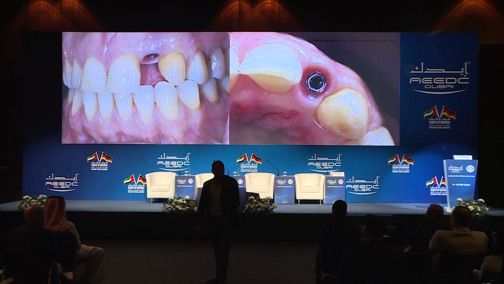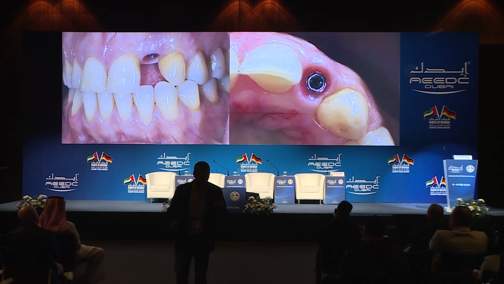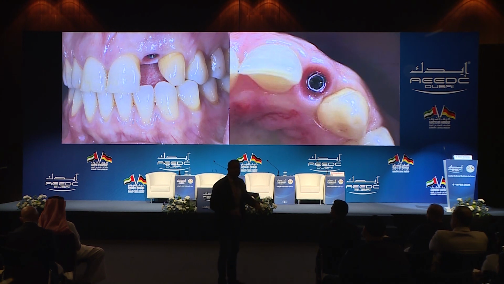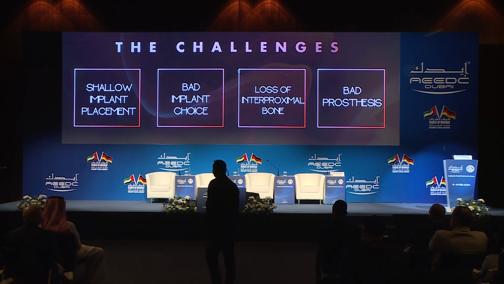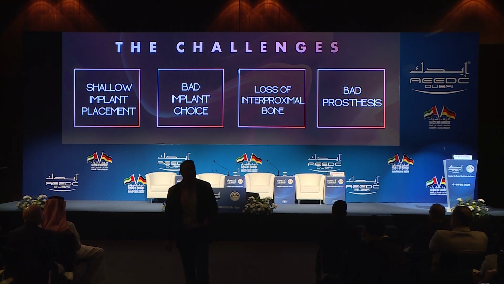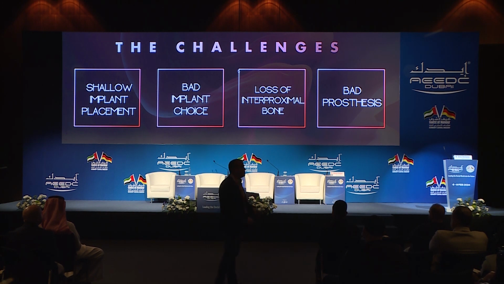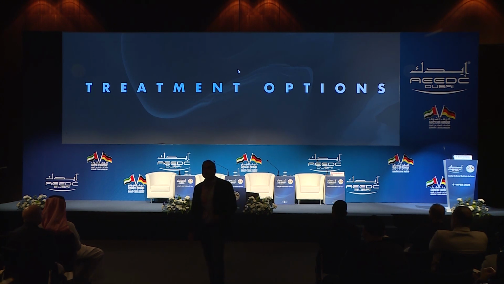So when you look at this, 2 shallow implant placement, external connection, interproximal bone loss on the central and the canine. So this is the worst case. This is a case that you should remove the implant and start all over again. Or do overlay. So the challenges here are what? Well, shallow implant placement, bad implant choice, external connection in the aesthetic zone, not too recommended nowadays, loss of interproximal bone, and bad prosthesis. And so we always try to look at the challenges and come up with the right solutions. And what are our treatment options?